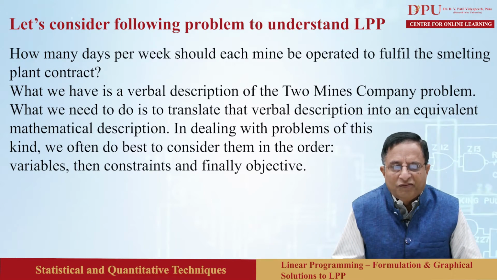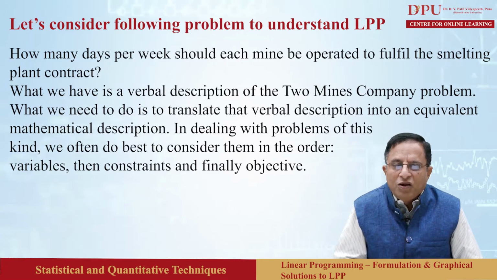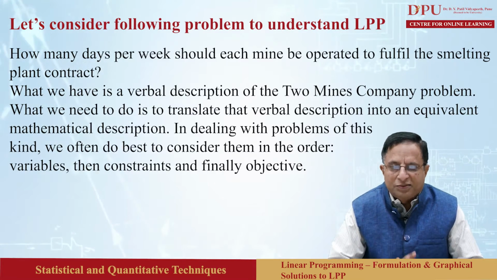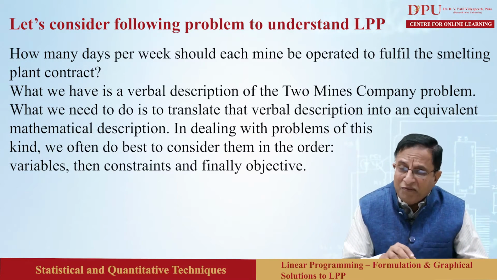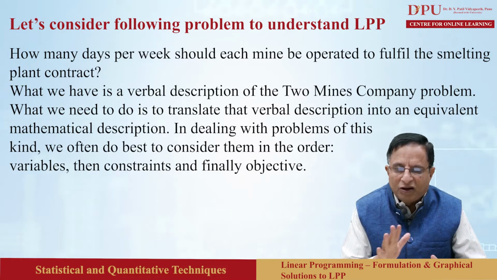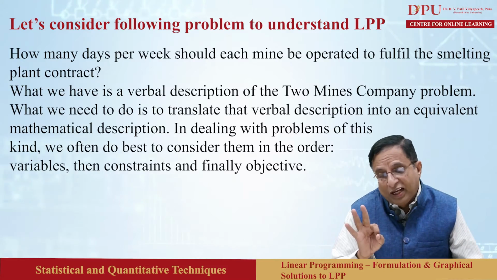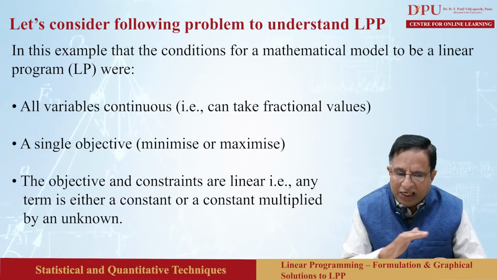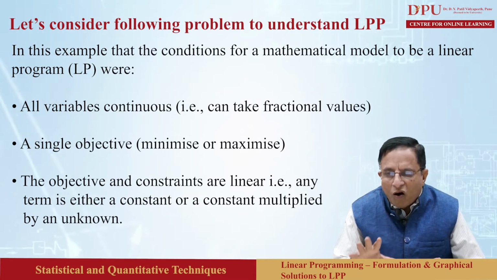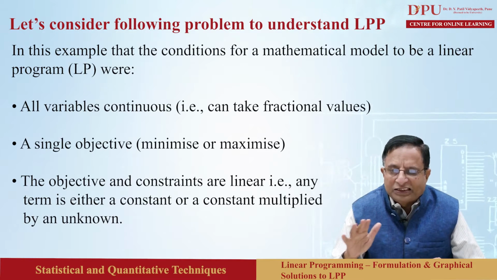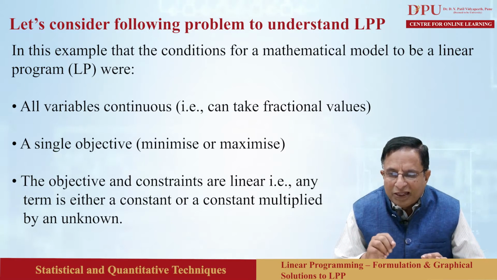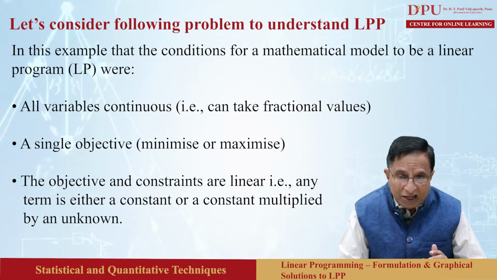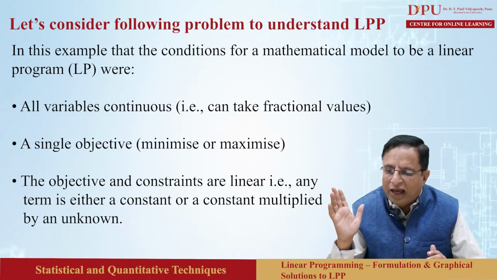What we have is a verbal description of the two mines company problem. What we need to do is to translate this verbal description into an equivalent mathematical description. In dealing with problems of this kind, we often do best to consider them in order: variables, then constraints, finally objective. In this example, consider the conditions for a mathematical model to be a linear program, that's LP, where all variables are continuous and can take fractional values, there is a single objective, minimize or maximize, and the objective and constraints are linear, that's any term is either a constant or a constant multiplied by an unknown.